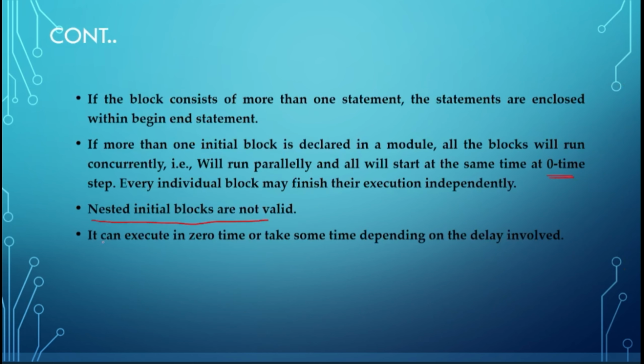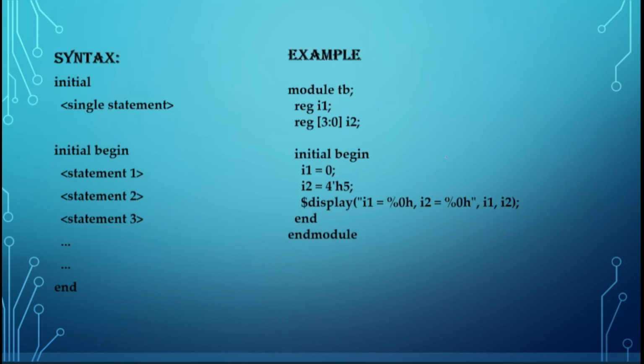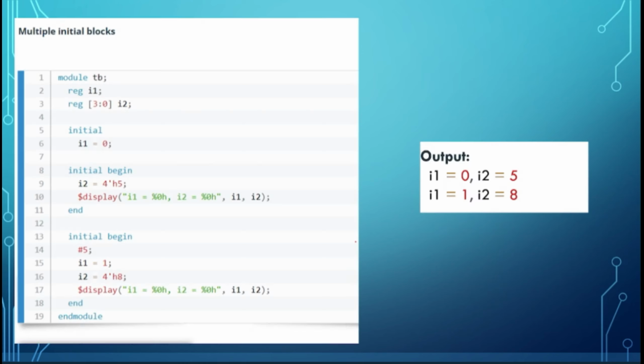Okay, it can execute at 0 time or take some time depending on the delay. That is what I already told you. Got my point? So this is the syntax for an initial block: initial, and one statement. If it is a single small statement, there is no need for begin and end. If there are multiple statements, it should be with begin and end. So this is how, see, some module, initial, begin, I'm throwing some values, and display, and end, endmodule. Just as simple as that. So this is how you will be writing.